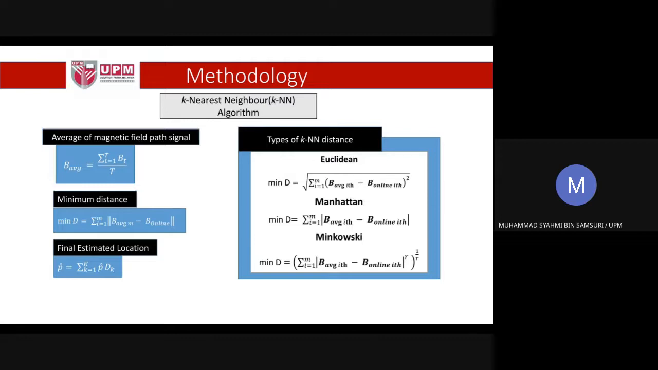As we can see, there is a power of R, so Minkowski depends on the value of R. If the value of R is equal to 2, the Minkowski will be the Euclidean distance. But if the R value is equal to 1, it will be the Manhattan distance.